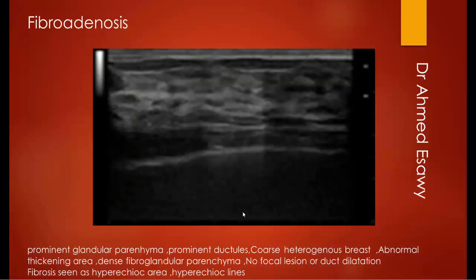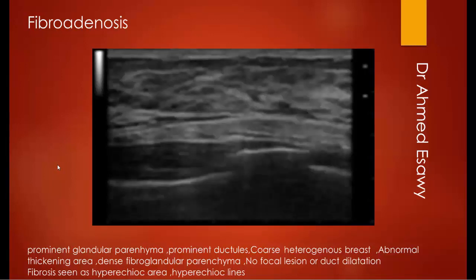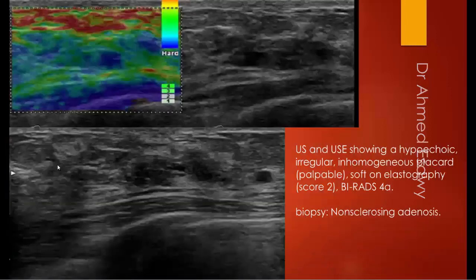Fibroadenosis presents with coarse, heterogeneous, dense fibroglandular parenchyma, no mass, no ductal dilatation, abnormal thickening, fibrosis seen as hyperechoic areas, hyperechoic lines. This is another case, ultrasound of fibroadenosis: coarse, heterogeneous, dense fibroglandular parenchyma, normal thickening area, no mass, no ductal dilatation, fibrosis seen as hyperechoic area, hyperechoic lines.